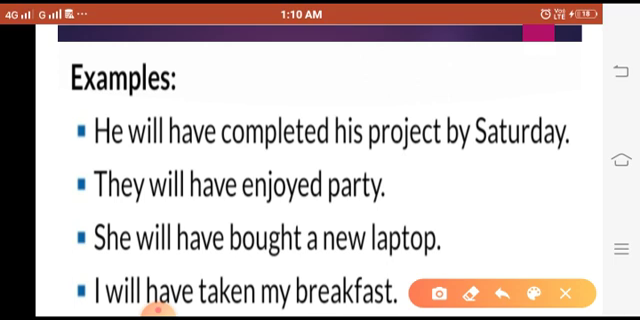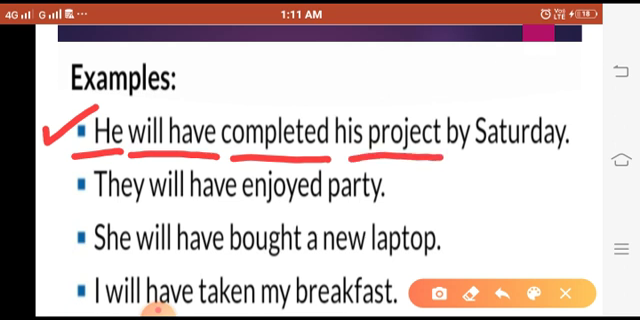Now, a few examples are given based on the sentence structure of positive sentences of future perfect tense that we just have discussed. Now let's see them. He will have completed his project by Saturday. He subject, will have helping verb. Completed is third form of the verb complete. His project is an object here, and by Saturday, this is the requirement of the sentence. It was supposed to be added in the sentence to complete its meaning.